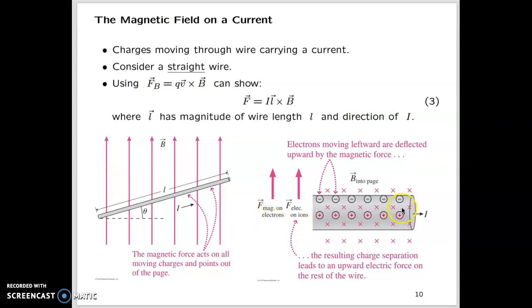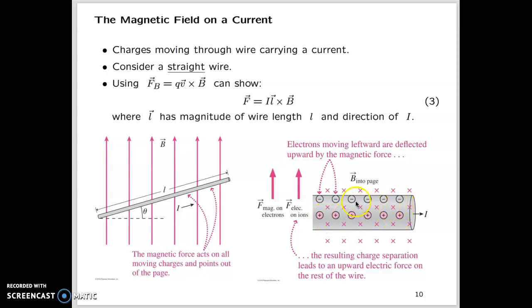Let's see. We have a picture over here. We have the wire. We have the positively charged atoms. Atoms have protons and electrons as well as neutrons. Some of the electrons are stripped off the atoms. Those are the conduction electrons, leaving a positively charged atom behind. Those do not move. Those are fixed.